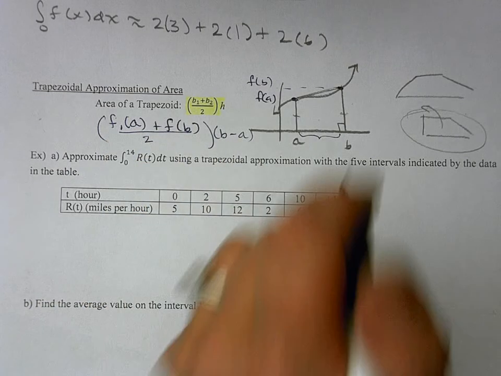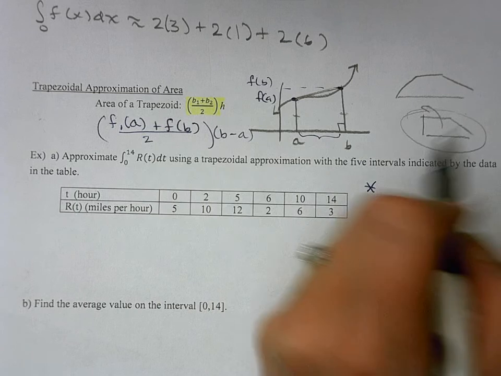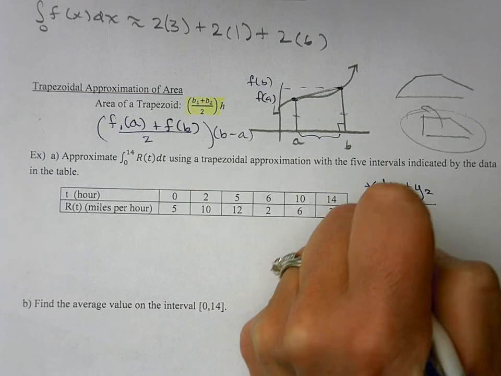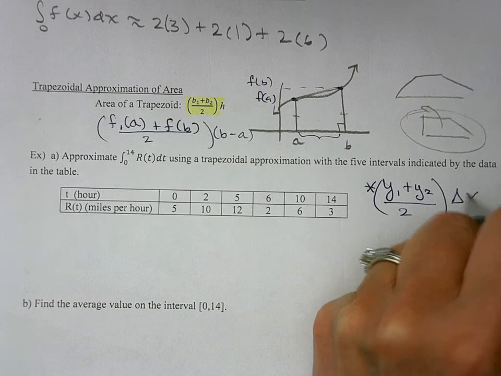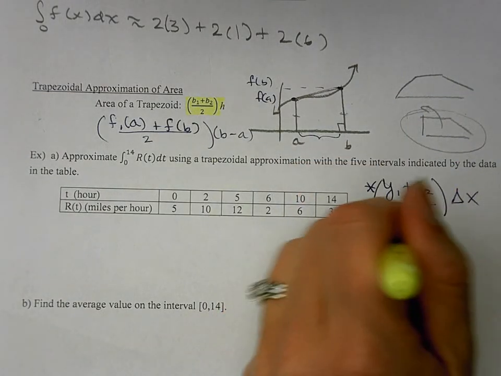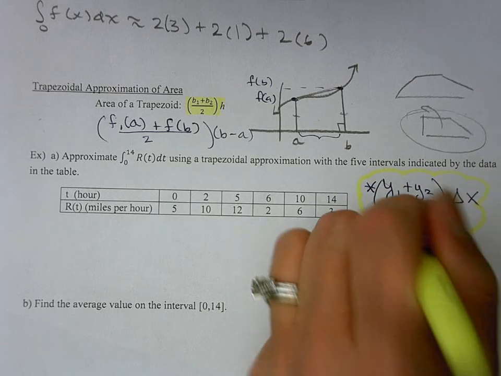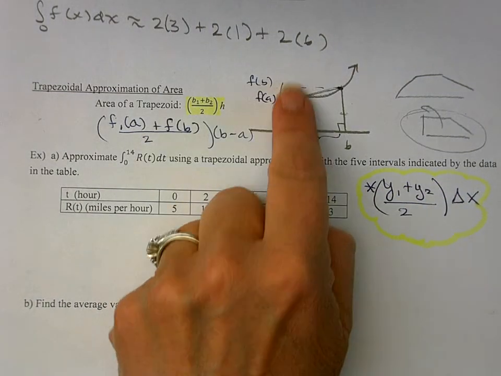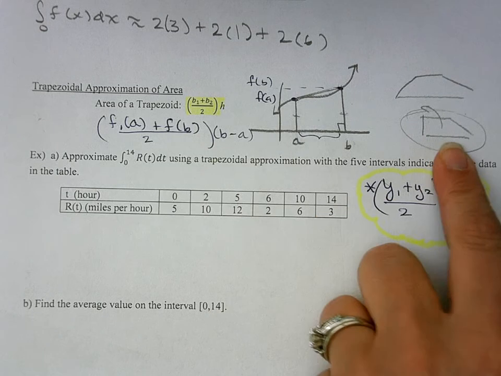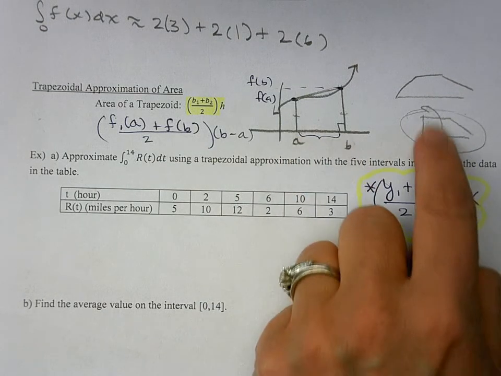That's the way we want to think about it: the average of the y values, times delta x. That's the big ticket item right there. Because our y values are really the bases, the parallel sides, the height, the delta x, is the distance between the parallel sides.